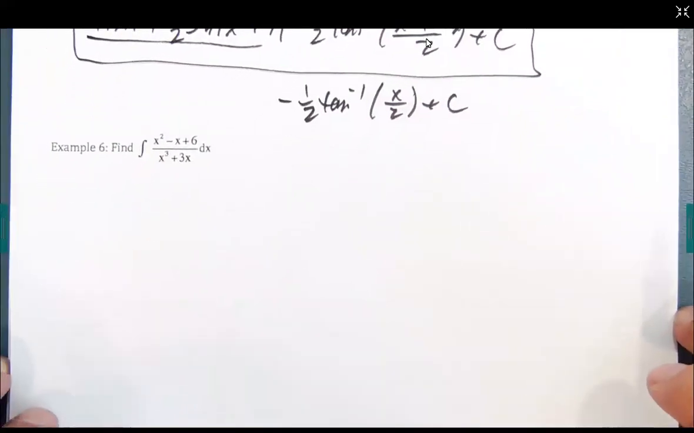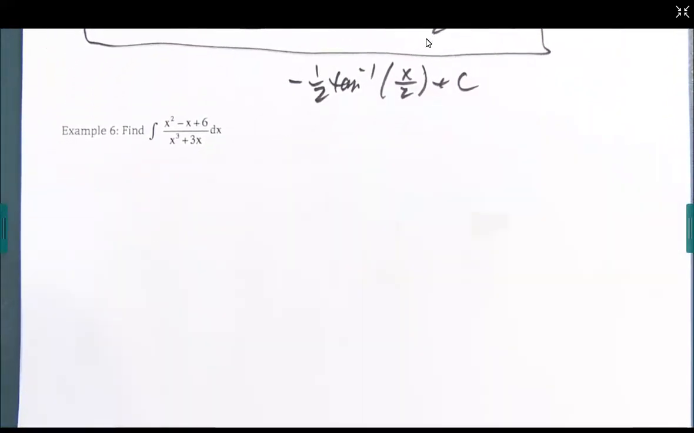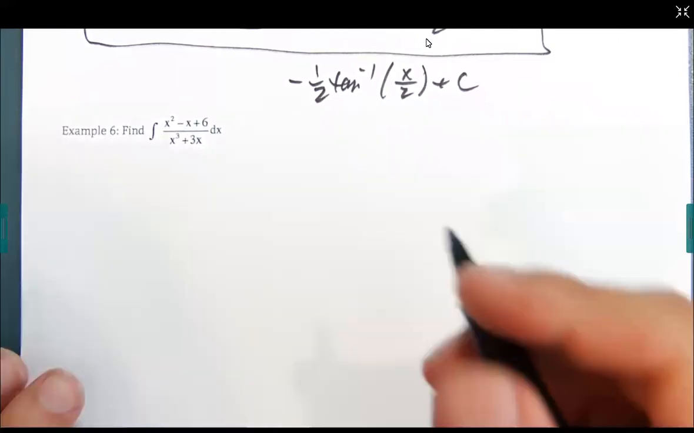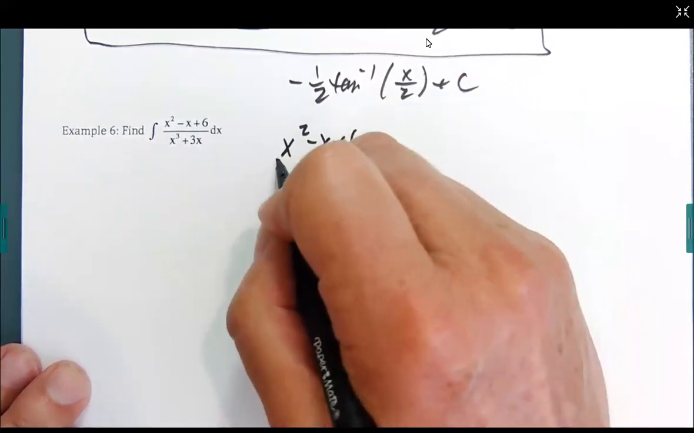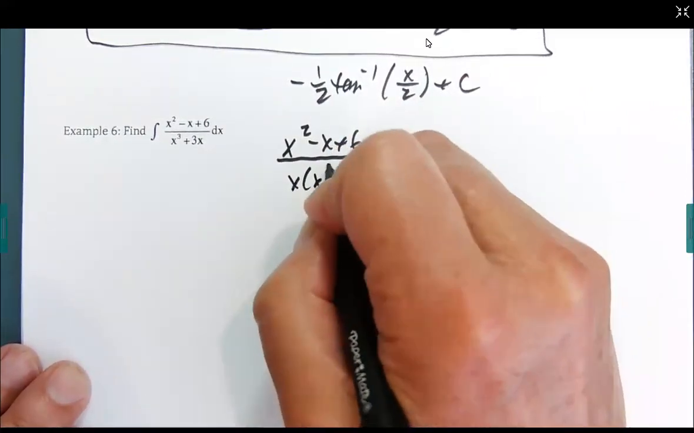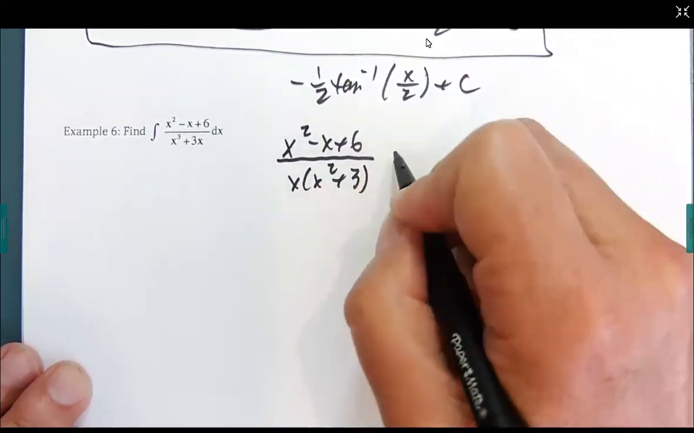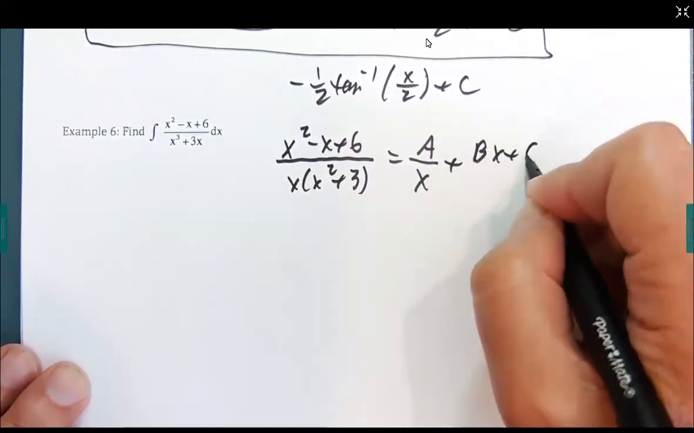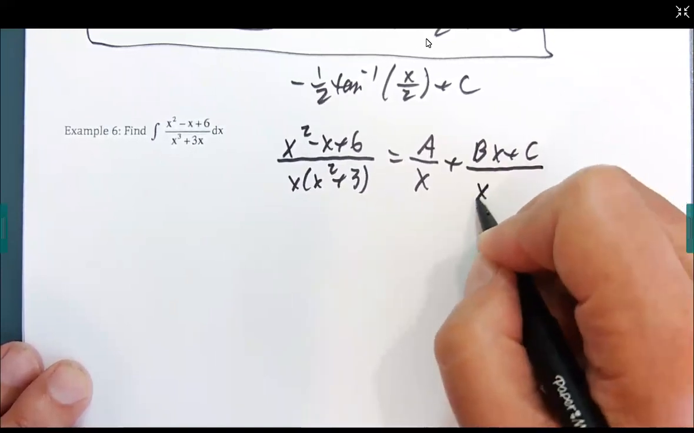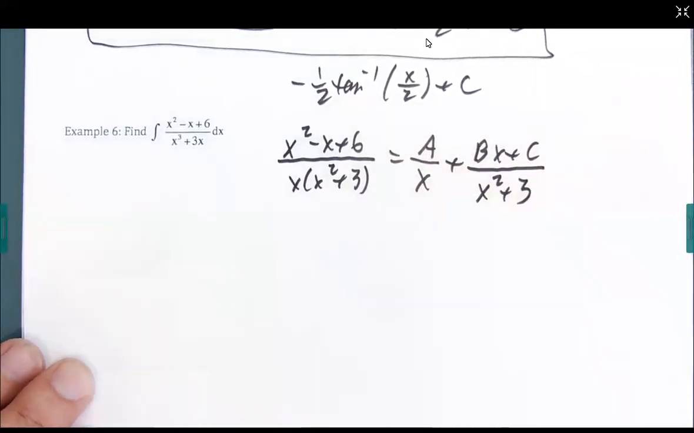This last one of the repeated root is just like the previous one that we just did. But what I want to do is just set it up for you like I did that other one. Over x plus bx plus c over x squared plus 3. And I'll let you crank that one out.